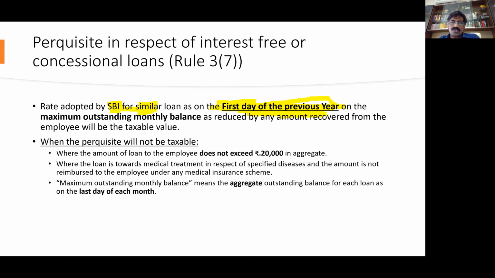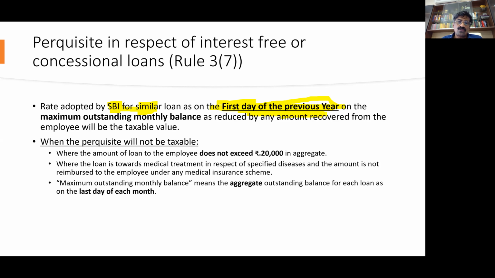If the rate of interest charged is above the SBI rate, nothing will be taxable. If the rate of interest charged is zero or lesser than the SBI rate, the difference will be taxable as a perquisite. So the benchmark is the SBI rate as on the first day, compared with what is interest charged; the difference will become taxable.